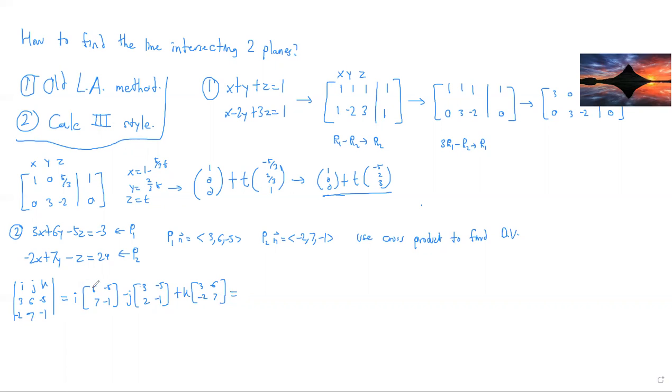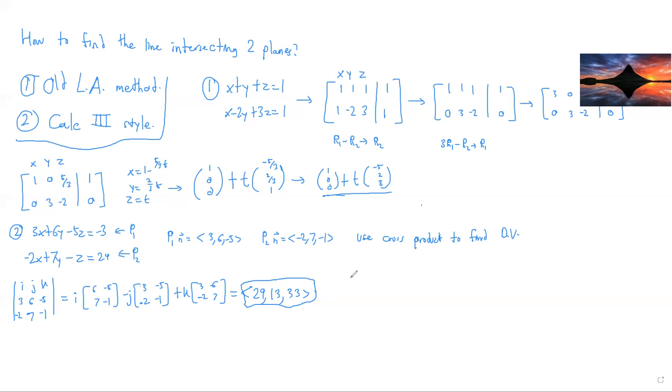And that is equal to, let me think, -6 plus 35 is 29, 29i. Then -3, wait, hang on. There should have been -2 here. Sorry about that. -3 minus 10 is -13, but it's minus j times -13, so that's plus 13. And k is 33. Okay, this is the direction vector for the line of intersection. This vector here, 29, 13, and 33.